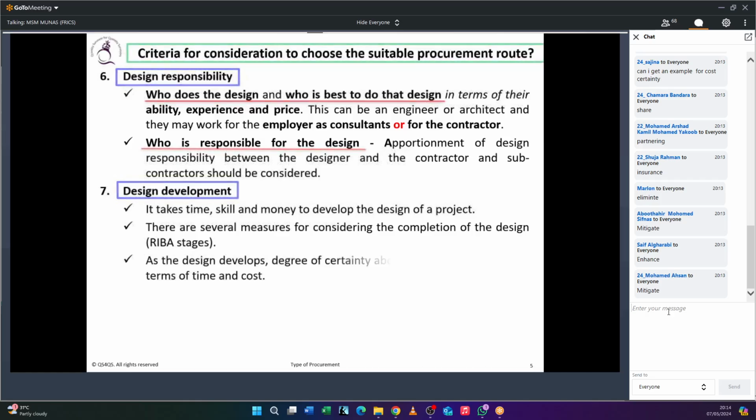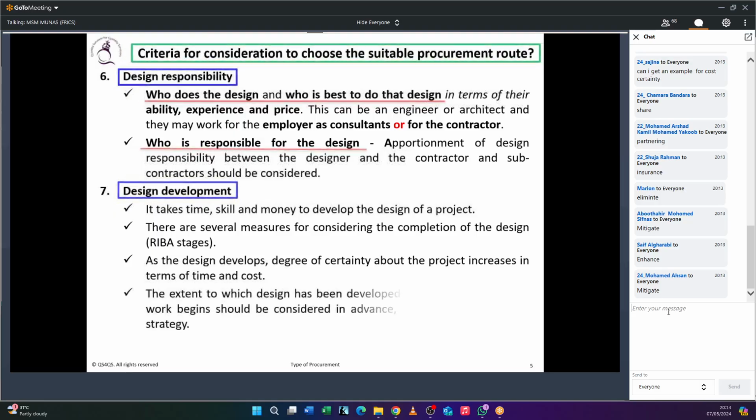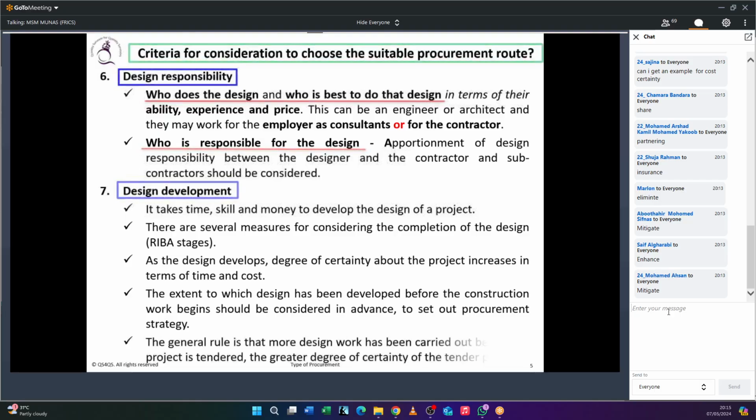The RIBA Plan of Work also suggests which procurement is good if you are at concept design, and which procurement route is good when you are at detailed design. Likewise, it gives some idea which procurement routes are much better depending on the design stage. So again, it determines the procurement route.